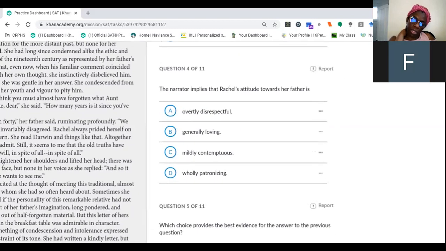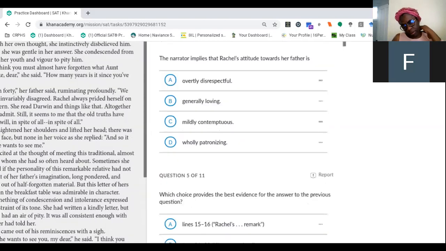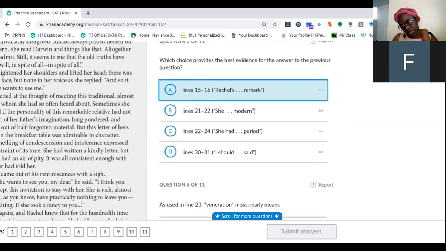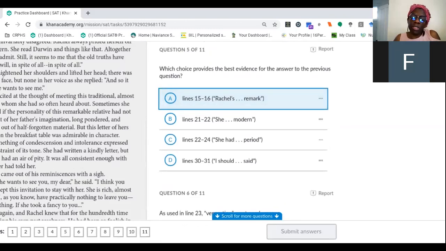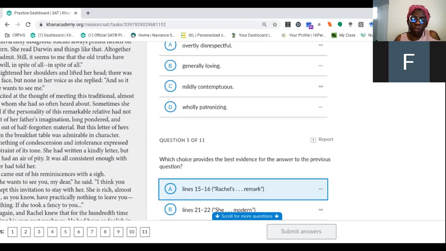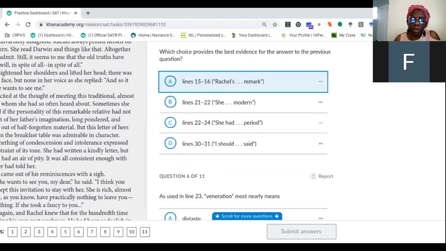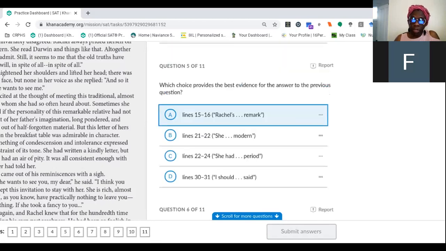Okay, we can't answer that question until we're done. Move on. Okay, so these types of questions need a lot of focus, because question 4 is asking about, I think, Rachel's attitude to her father, and you can't answer 5 without answering 4. So this is a little more difficult.